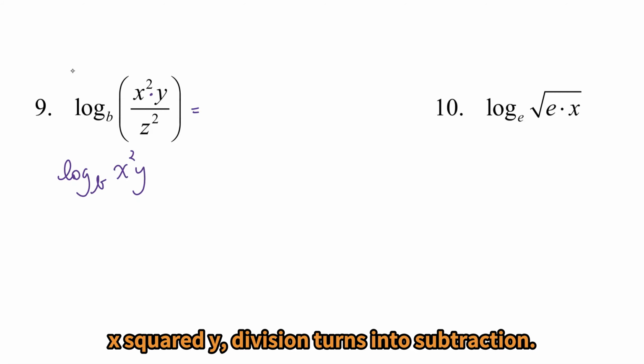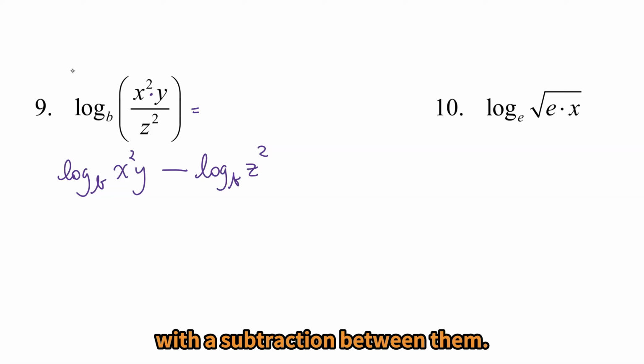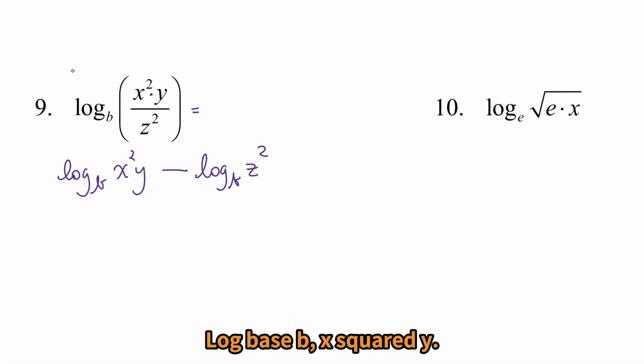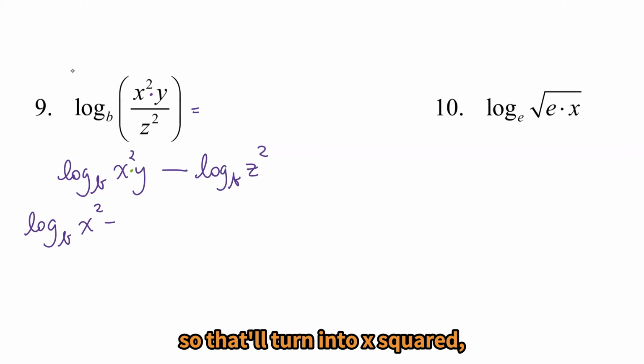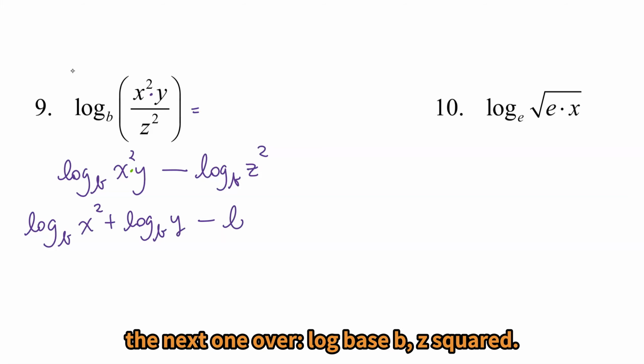x squared y, division turns into subtraction, and so we'll have the numerator and the denominator in their own logs with a subtraction between them. And now I can simplify the first log base b of x squared y. I've got multiplication here, so that'll turn into log base b of x squared plus log base b of y. I'm going to copy the next one over, log base b of z squared.